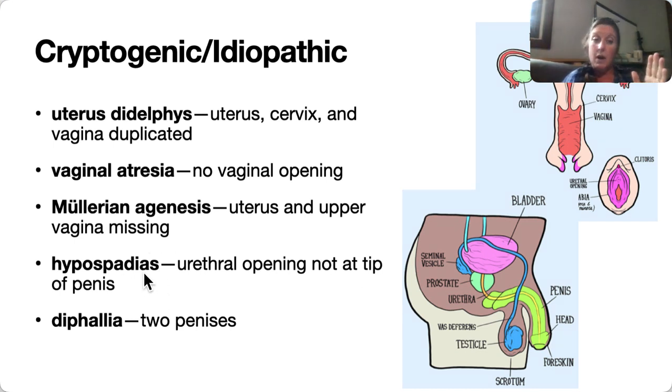Hypospadias, which is actually quite common, is when the urethral opening that usually comes out at the tip of the penis comes out somewhere else along the shaft or even in the scrotum. This is corrected surgically so that urination's not an issue. We also have individuals that have diphallia, which means they are born with two penises.